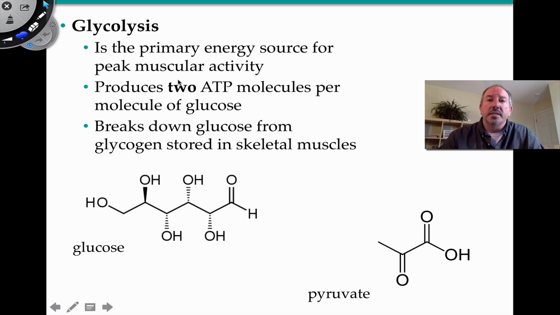Glycolysis is the process of taking glucose and turning it into pyruvate. And as you notice, there's 6 carbons in glucose and only 3 in pyruvate. And so you actually make 2 pyruvates. So you split glucose into 2 pyruvates. And it takes 10 steps to do that. And in so doing, you can generate a little bit of ATP even without oxygen.